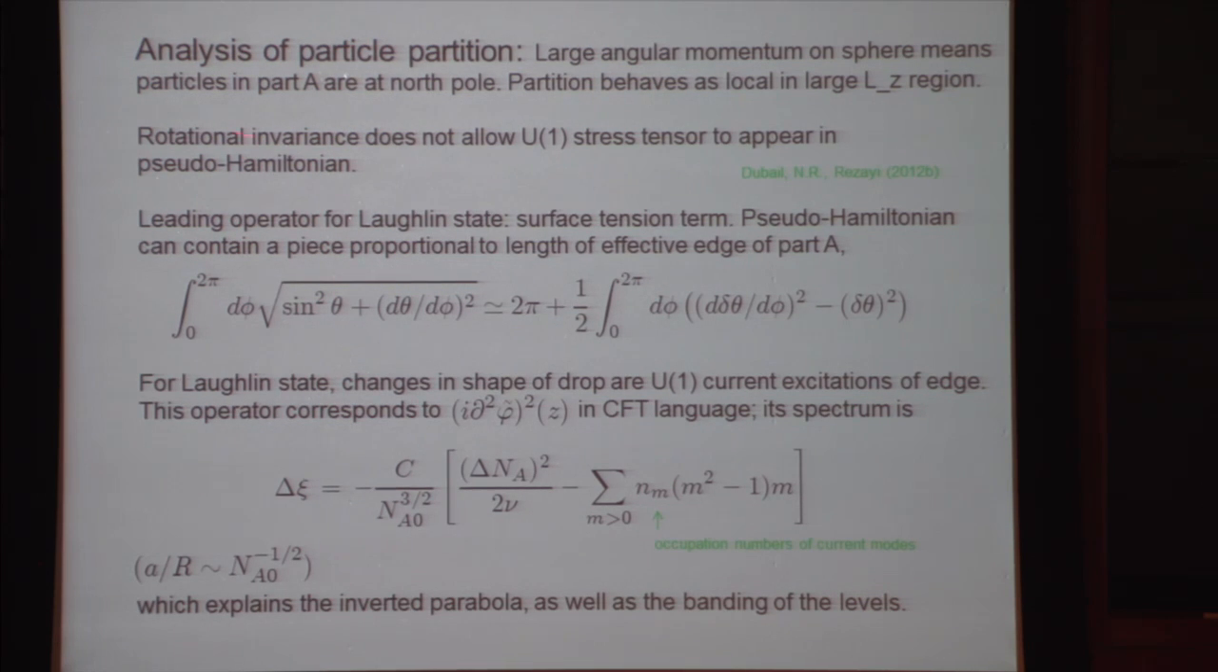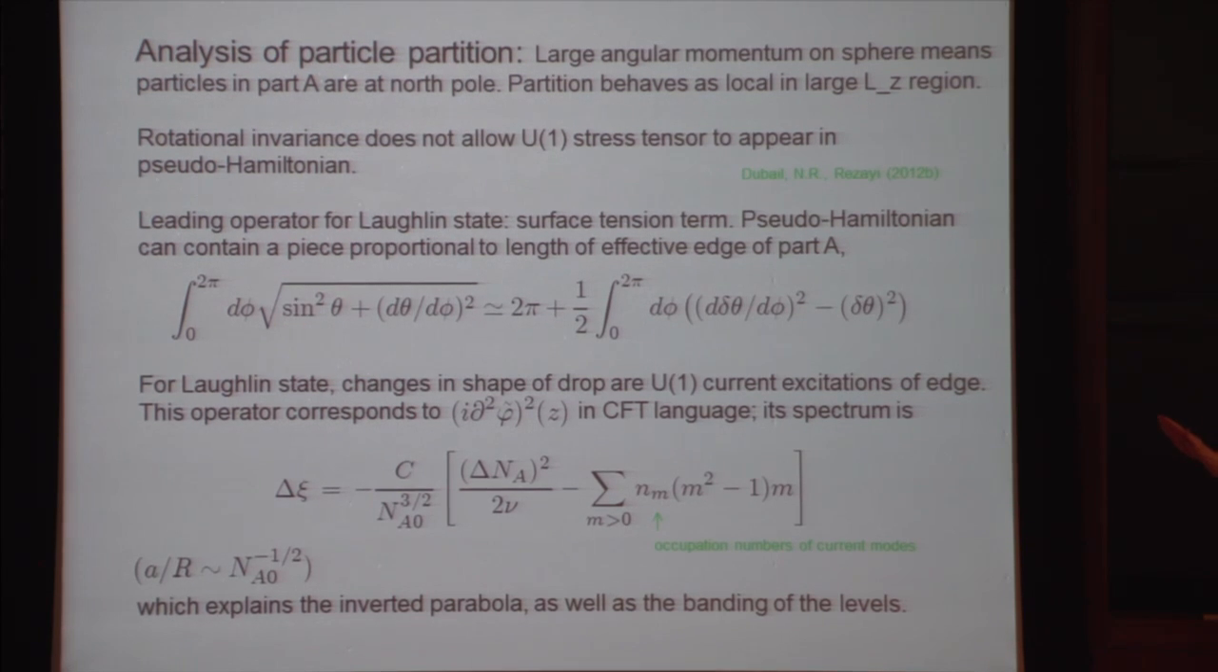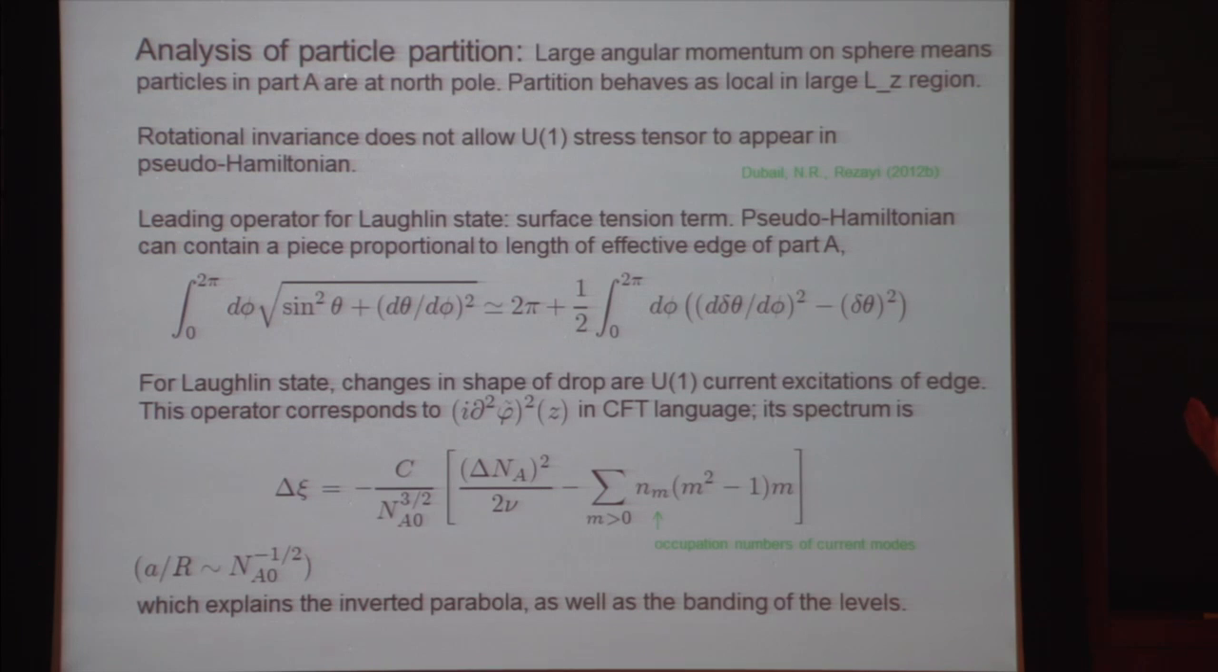There are various remarks. For example, in this case, rotation invariance for the Laughlin state: the stress tensor of the U1 theory is actually not allowed to appear in the pseudo-Hamiltonian because of rotation invariance. And remember, that was what gave us the characteristic linear spectrum. So rotation invariance says that's now absent, so the slope of that thing becomes 0. And everything is controlled by the subleading terms. Well, here's a subleading term we can put in, and here's a bit of semi-classical analysis for that, which I don't really feel like going through right now. But it does explain some of the features.